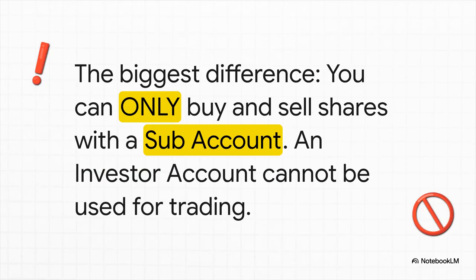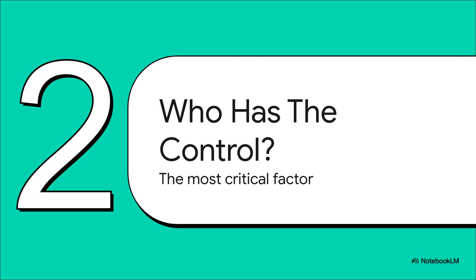And this brings us to the single most important functional difference. I need you to hear this loud and clear. You cannot trade, meaning you can't buy or sell shares, directly from an investor account. It's just not possible. All of that action has to happen through a sub-account. That's a hard and fast rule you've got to know. Okay, so you might be thinking, well, if I can only trade with a sub-account, why on earth would I even want an investor account?